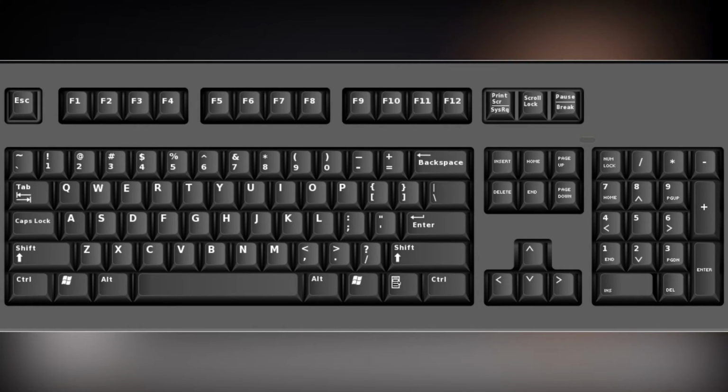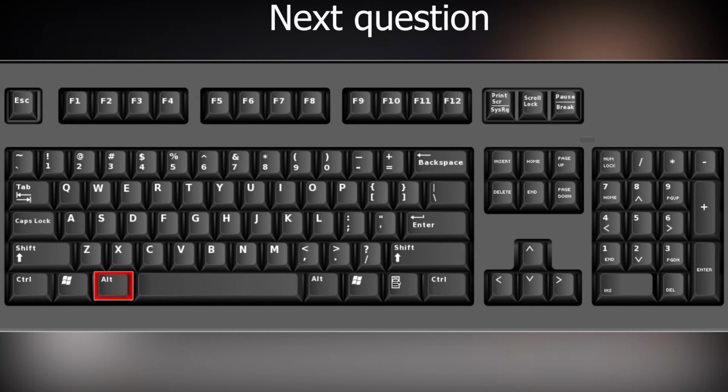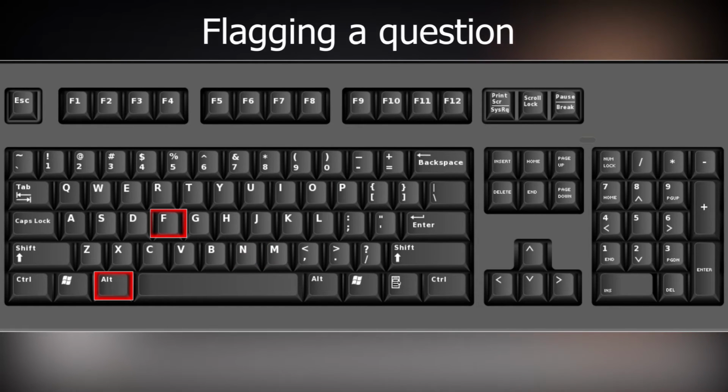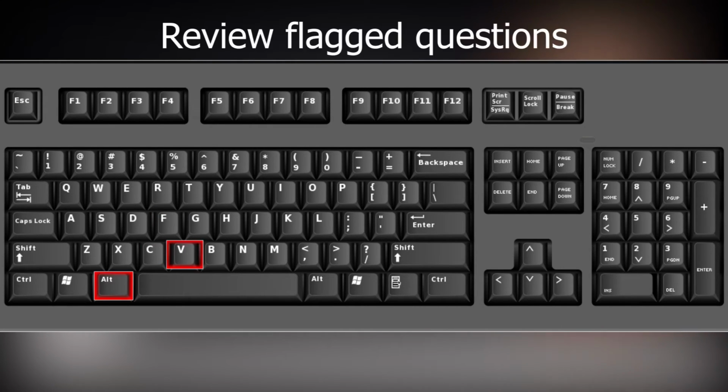So you have Alt P. If you hold down Alt on the keyboard and press P, then this goes back to the previous question. Alt N is the next question. Alt F is flag a question, which is very, very important. Alt C is calculator. Alt V is review only flagged questions.